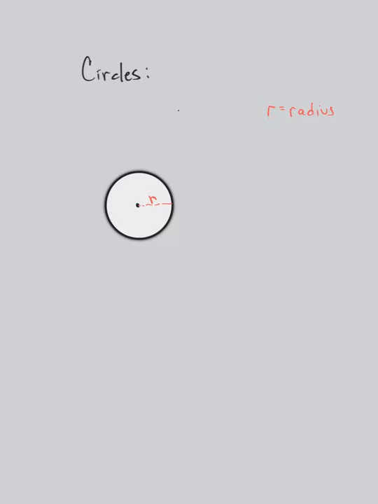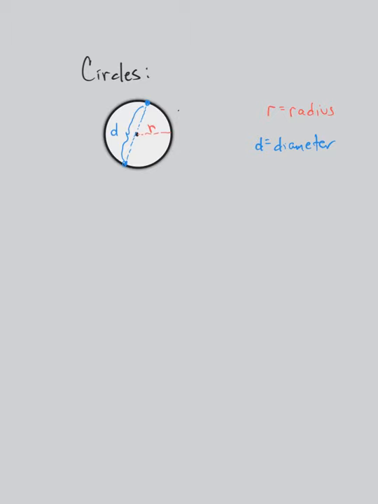Now there's another related quantity that you might be aware of with circles. If I take a point on one end and go through the center and go to the point that's opposite on the circle, that gives me a length right here, and we denote that length with the letter D. D is an abbreviation for the word diameter.